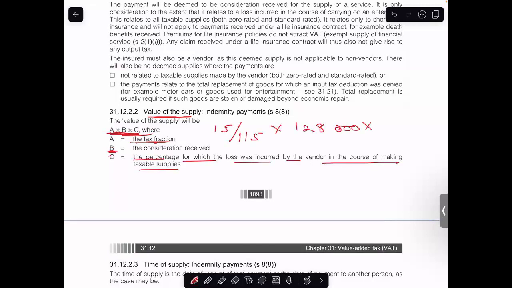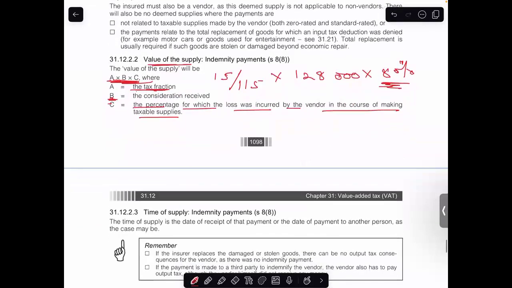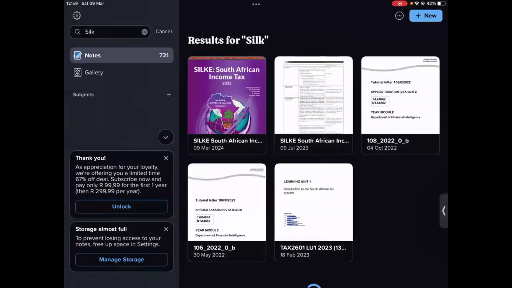So in the event that we are making taxable supplies and exempt supplies, we're going to say times the percentage of making taxable supplies. If the percentage of making taxable supplies was 80%, we're going to say times 80%. Are we together? Right. Then time of supply is when the payment is received from the insurance company.